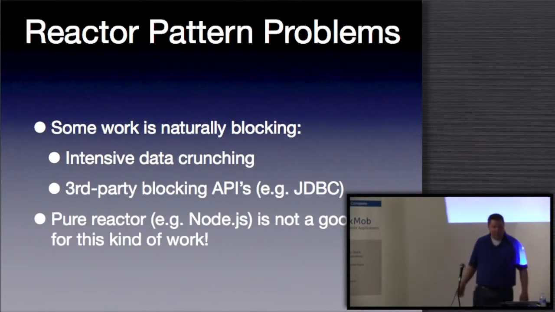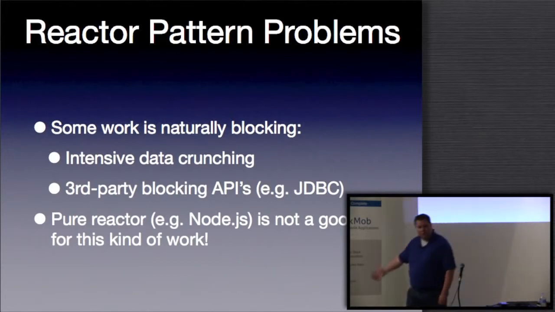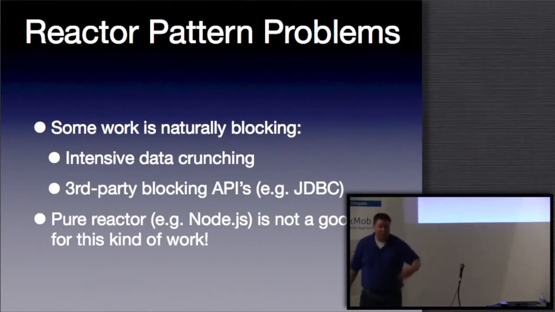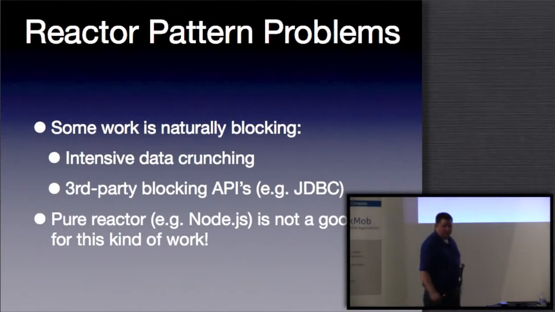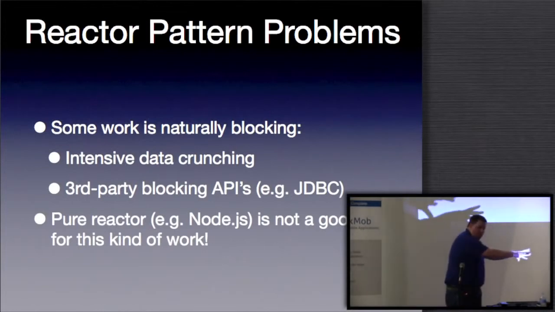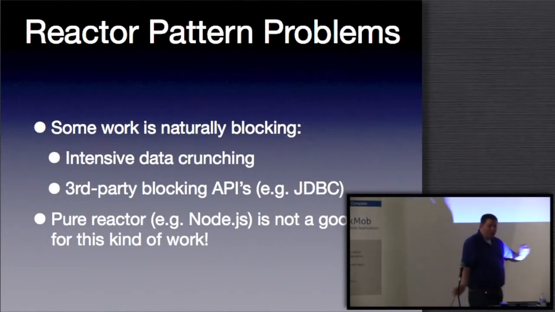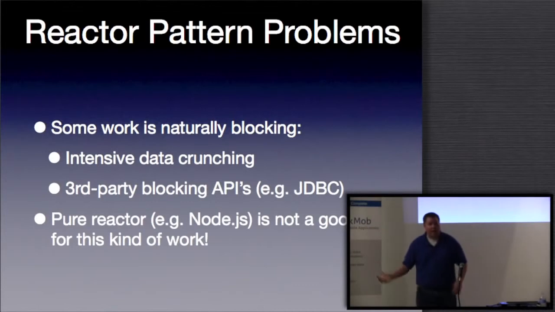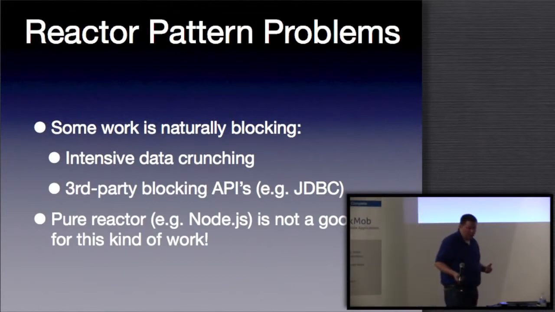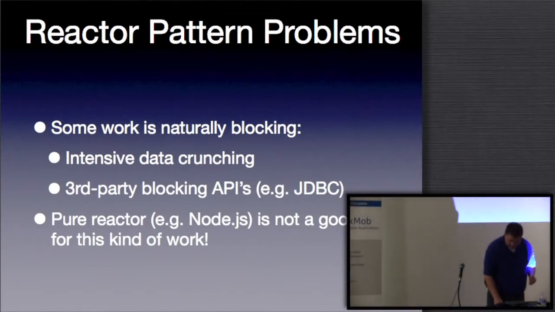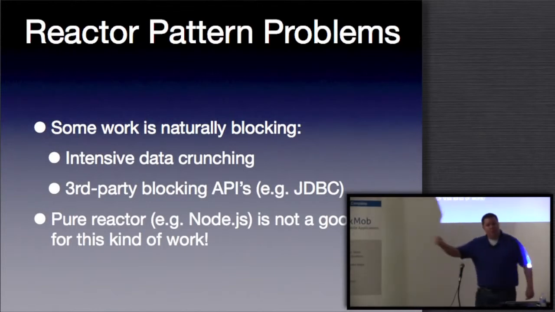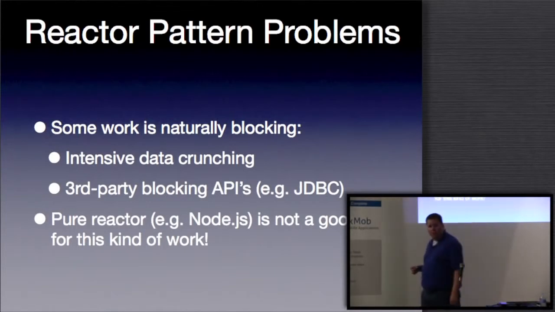Also, third-party blocking APIs. You want to talk to a database over JDBC, for example. Of course, you can't do that in Node, but similarly, it's a blocking API. JDBC assumes I'm going to send a SQL query, I'm going to get back a response, I'm going to do something with it. I'm going to send another query, I'm going to get something back, I'm going to wait. So anytime I've got I/O going on, anytime I've got network traffic going on, my processor is just sitting there doing nothing. And it's also not doing anything with the other requests that are sitting there waiting. So a pure reactor is just not a good fit for this kind of work.